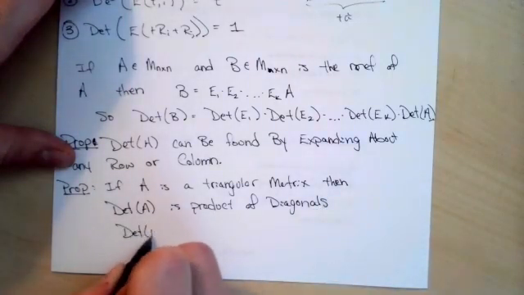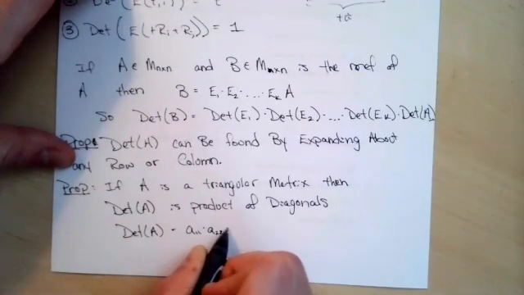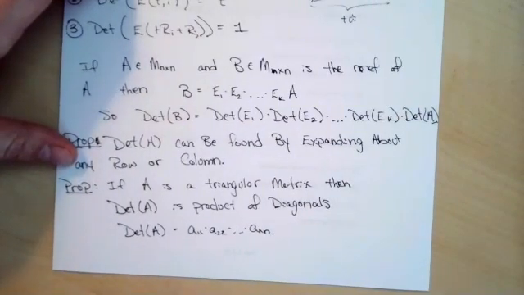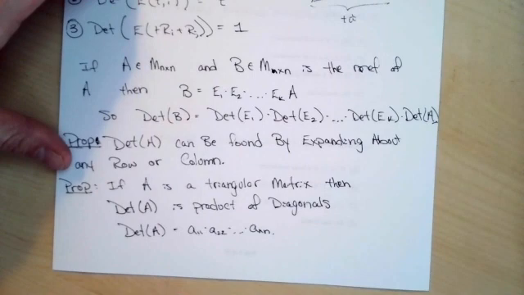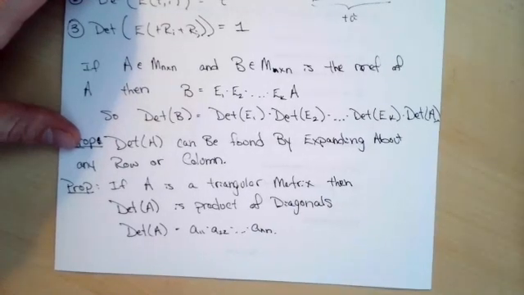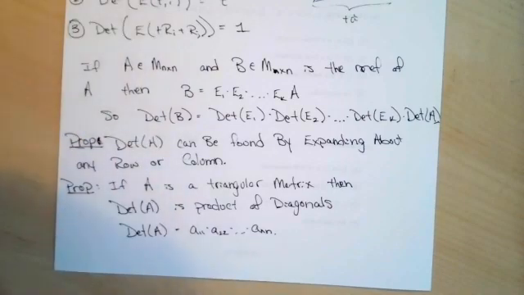In other words, our determinant of A is just A11 times A22 all the way down to the lower right corner. And let's see, I think that's about all of them.